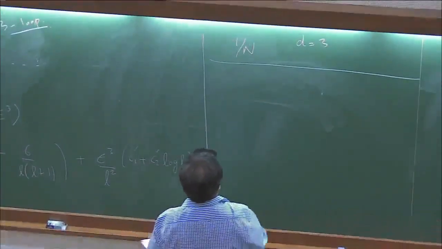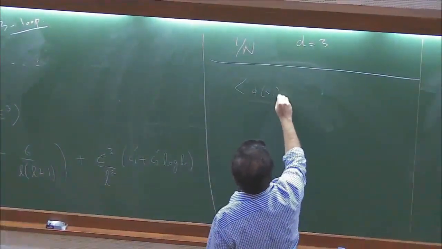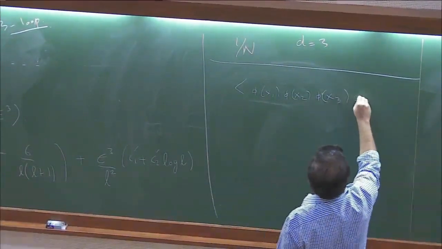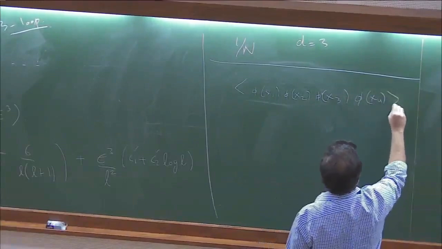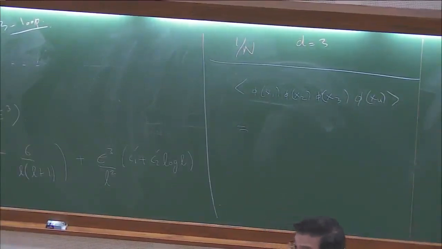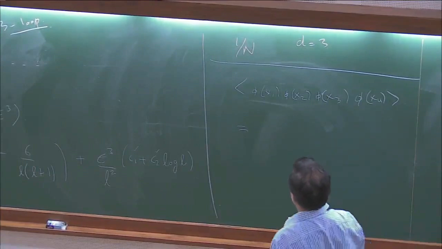So the standard approach to conformal bootstrap: for simplicity, let's consider four scalar operators, and you're considering a four-point function of four scalar operators. So in a conformal field theory, as you all know, you can fix two-point functions, you can fix three-point functions, but four-point functions are fixed up to an unknown function of conformal cross ratios.